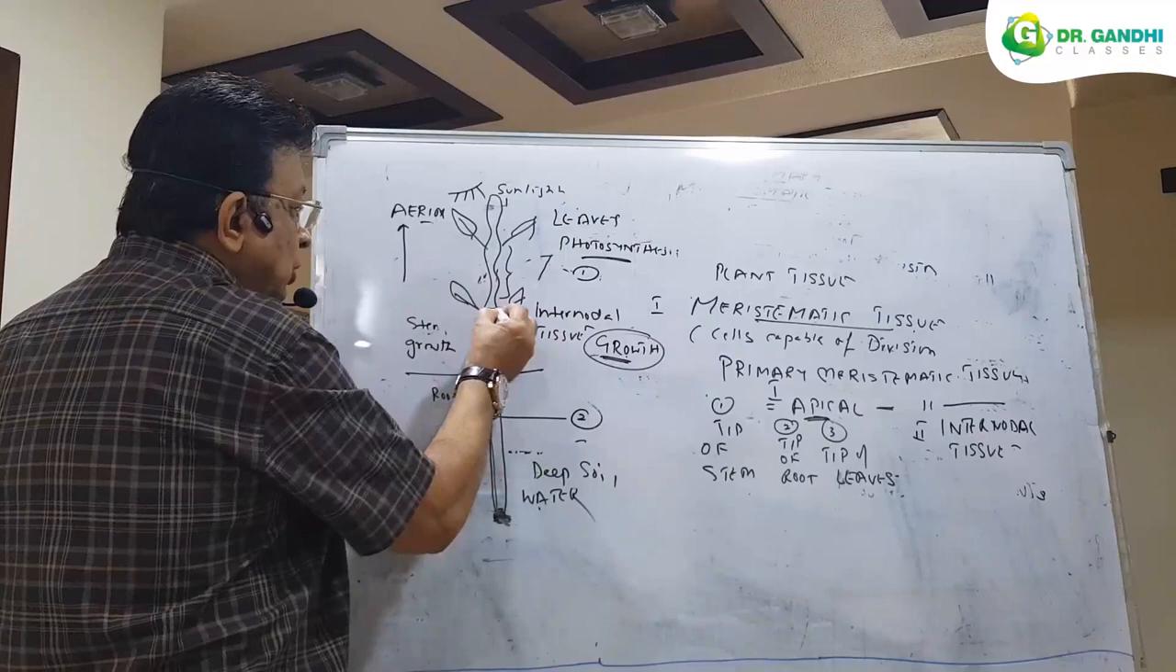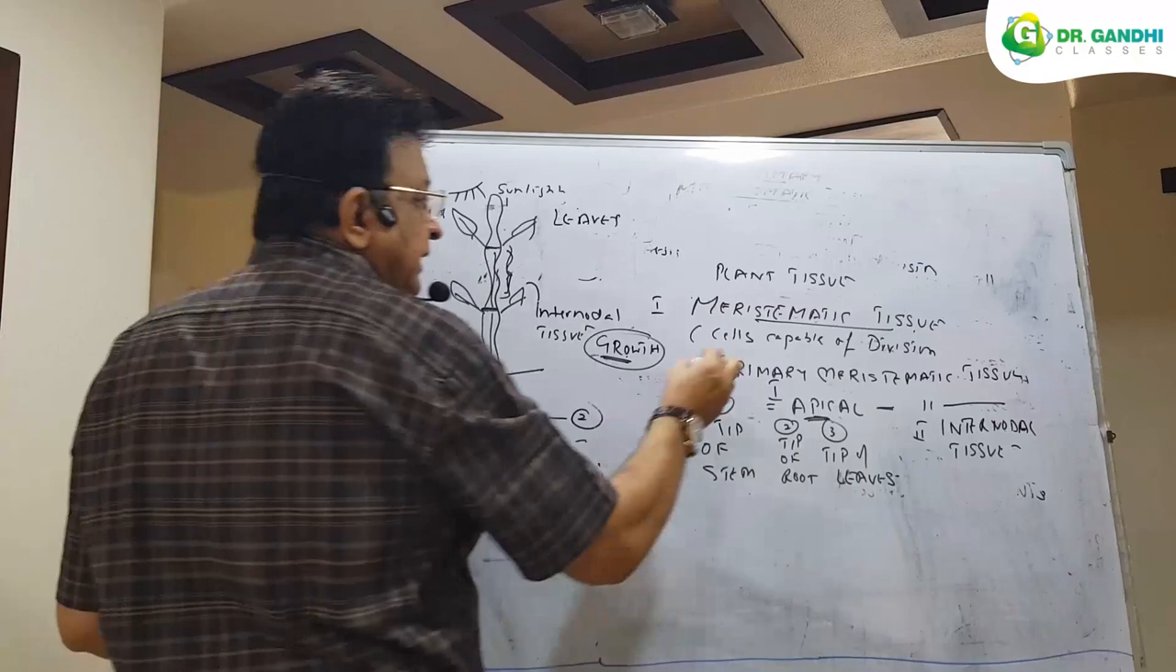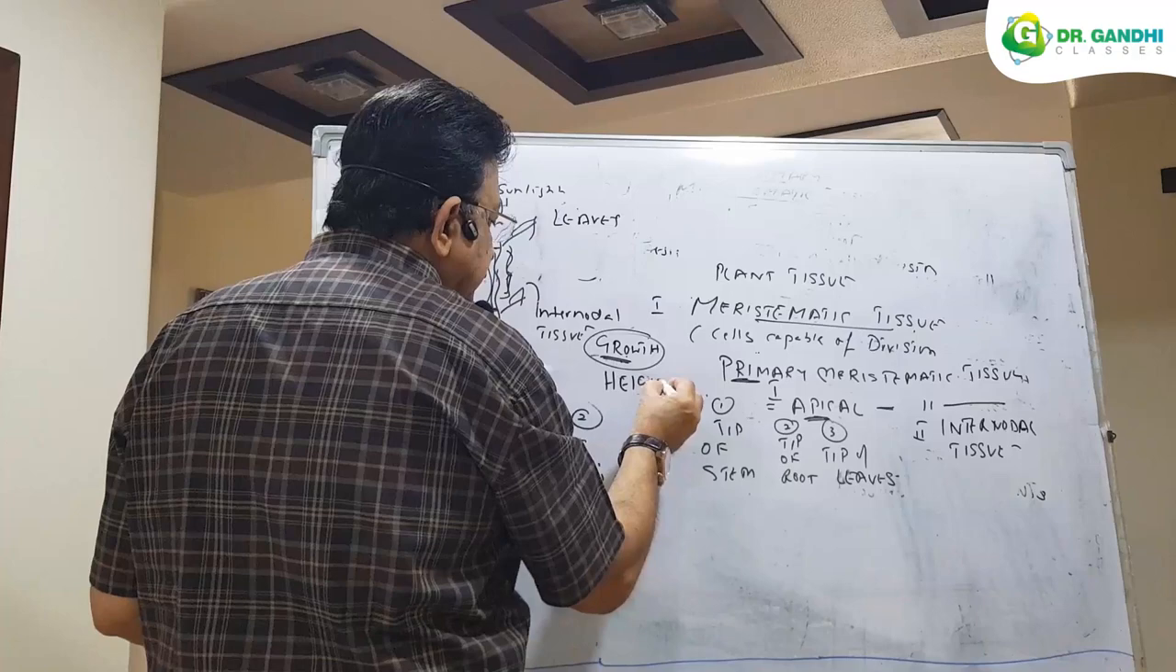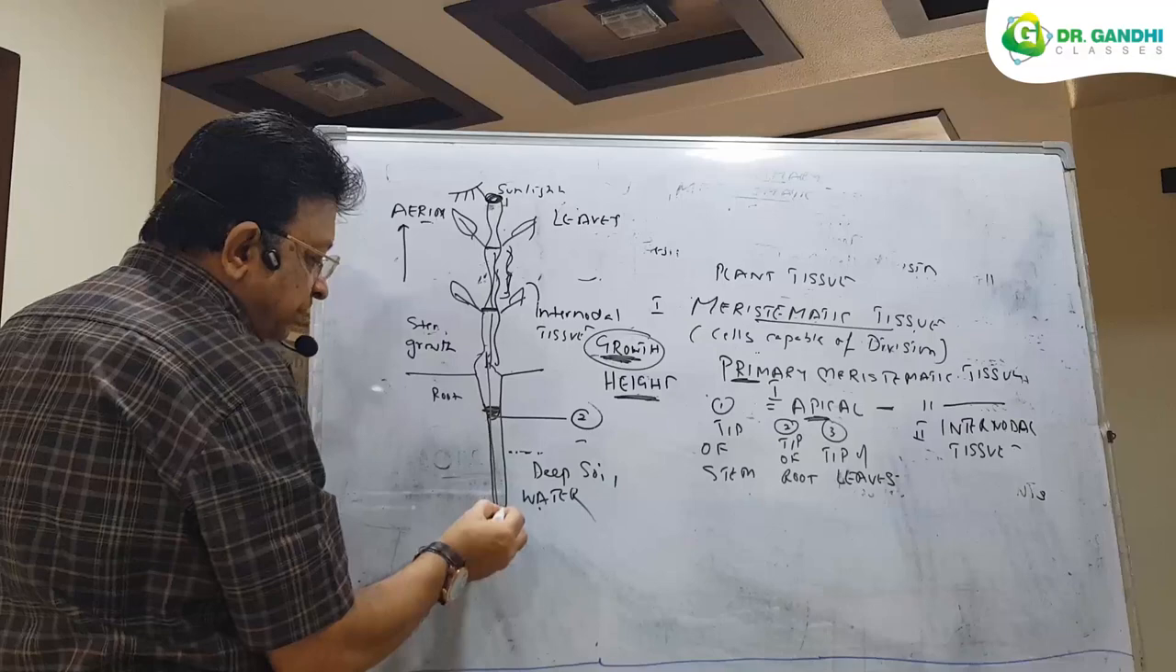The nodes, you can see this area, the internodal tissue has also to increase in height. So what is the basic function of primary meristematic tissue? To increase the height of the plant. The cells are capable of division and therefore they show growth. First is the apical at the tip of the stem and the tip of the root. You also find it at the tip of the leaves.